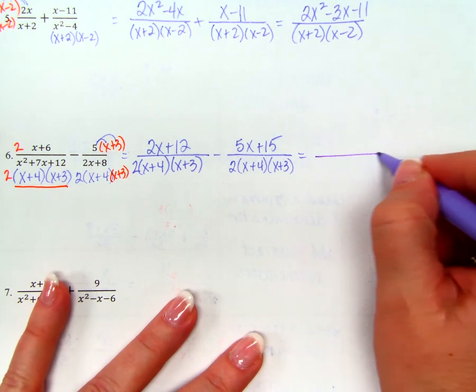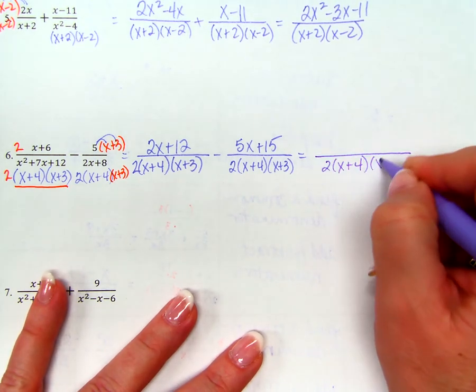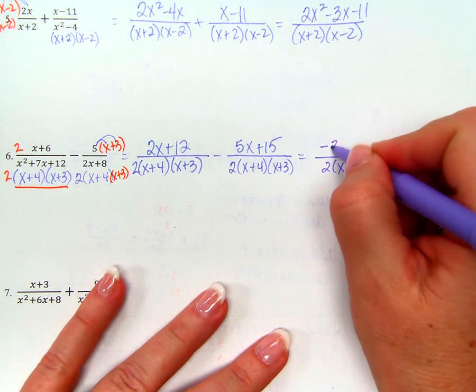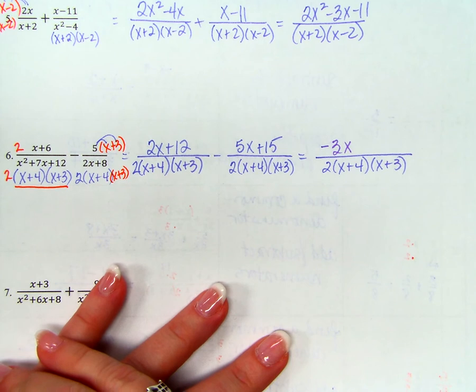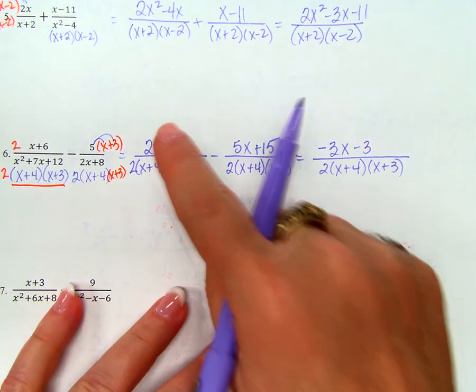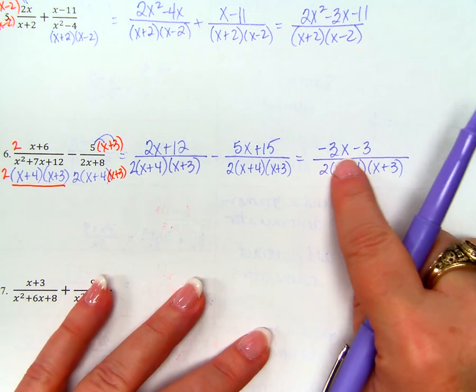Now I need to actually do the subtraction problem, right? I'm going to go ahead and copy my denominator, so it's there. Now, combine like terms. What do you get? Negative 3x minus what? Good. 12 minus 15, right? Any questions?